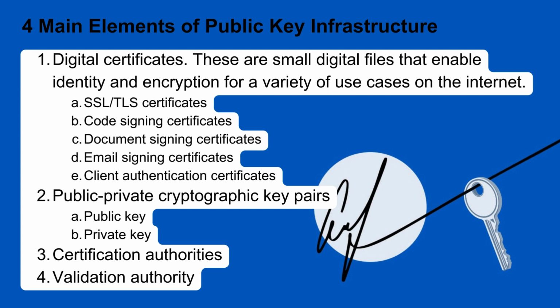There are four main elements in the PKI setup. The first is a digital certificate. These are small digital files that enable identity and encryption for a variety of use cases on the internet. Each certificate contains a wealth of identifying information about the organization or the entity it's issued to, depending on the validation level it's issued with, and has a finite lifespan.